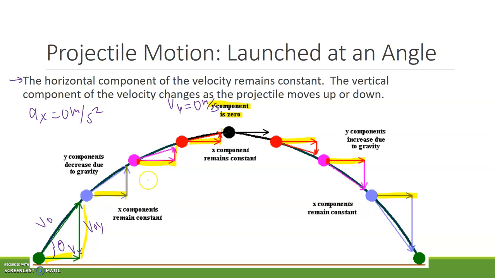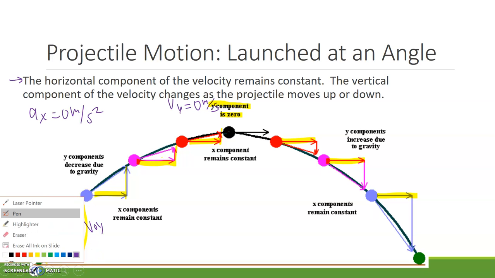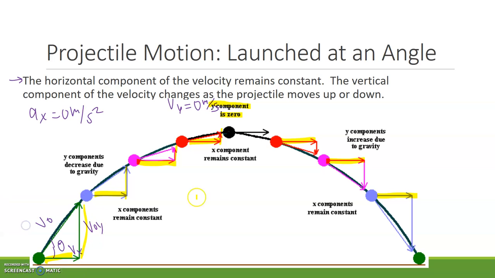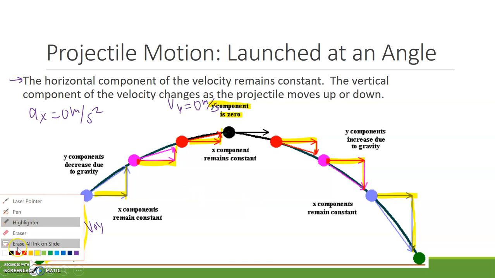On the way up, we see these vertical components decrease because the object slows down due to the acceleration due to gravity. We can also study the object in the second half of the trajectory on the way back down. Notice that these vertical velocity vectors increase and the object begins to fall faster and faster. That is because the acceleration due to gravity increases that vertical velocity on the way back down.